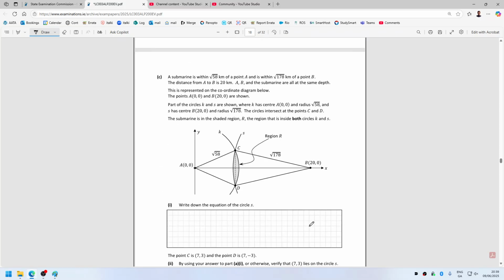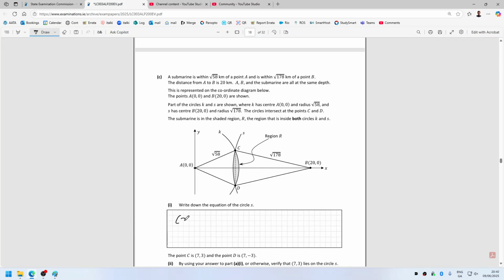Right, a submarine is within root 58 kilometers of point A and within root 178 of point B. This is represented on the coordinate diagram below. The points 0, 0 and 20, 0 are shown. Parts of the circles K and S are shown. K is that center, that radius. The submarine is in the shaded region. Write down the equation of circle S.